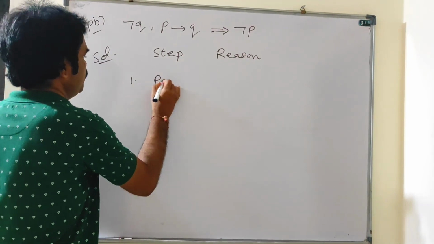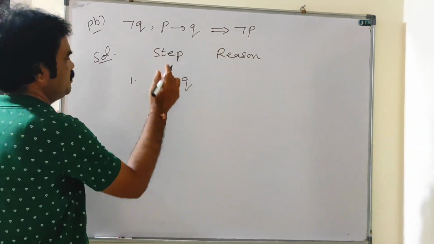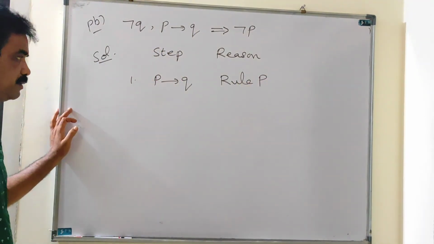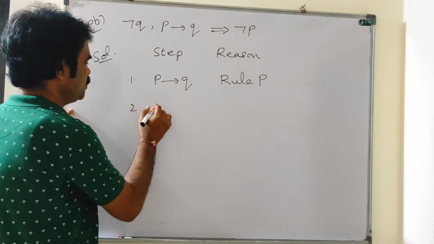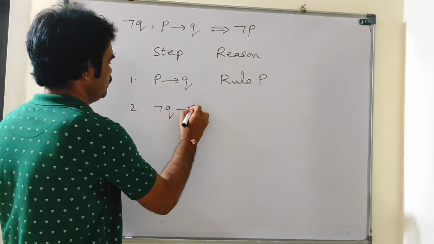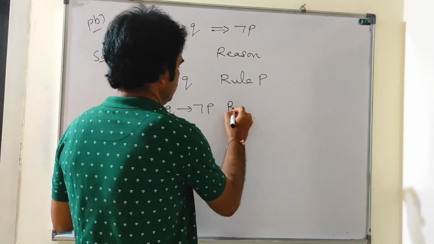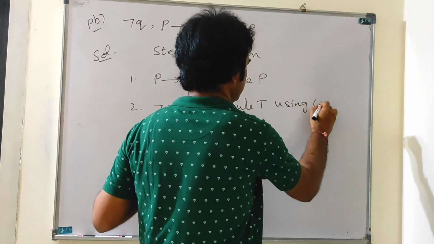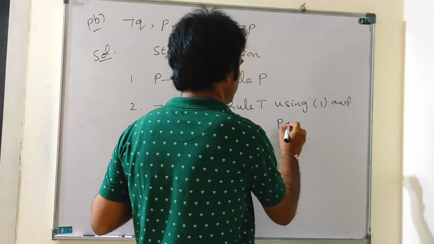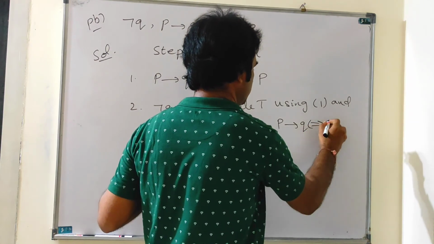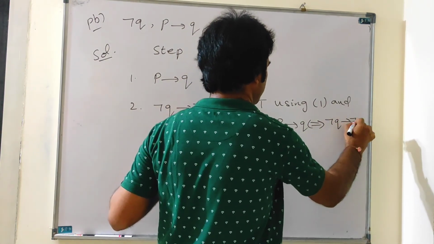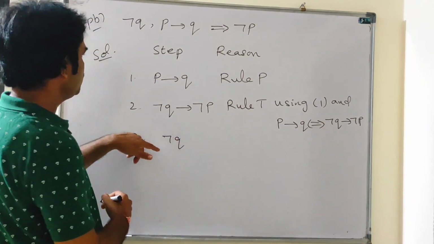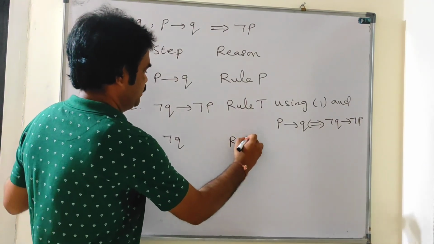See the first step: P implies Q. This is the given premise. That's rule P. If you introduce a premise, that is rule P. Next, take its contrapositive. This becomes negation Q implies negation P. Since this is a formula, rule T using 1, and P implies Q is equivalent to its contrapositive, negation Q implies negation P. Next, negation Q. This is in the given premises. That's rule P.